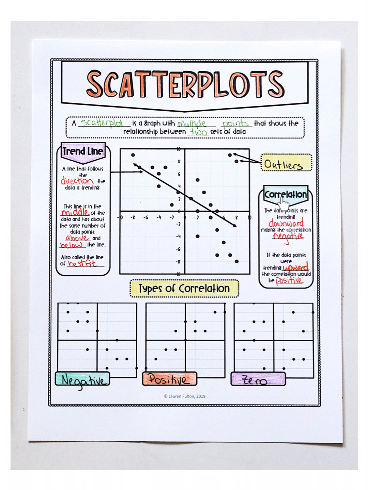And then we have correlation. The data points are trending downward, making it a negative correlation. If the data points were trending upward, up and to the right, it would be a positive correlation. This graph here definitely has a negative correlation.